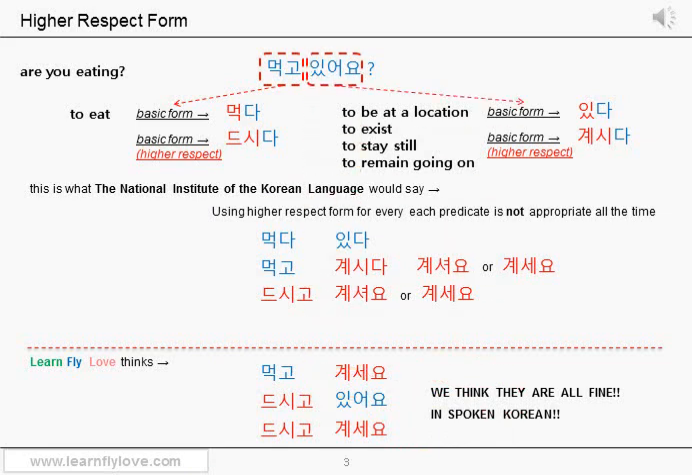먹고 is from the basic form 먹다, and the higher respect form of it is 드시다. It's a totally different word. Be careful. It's not 먹시다. We told you already. And 있어요 is from the basic form 있다, which means to be at a location, to exist, to stay still, or a current situation remains going on. That's how it makes a present continuous tense.